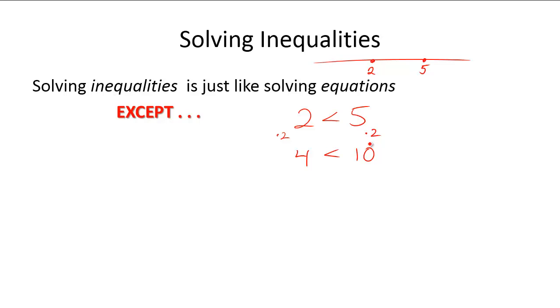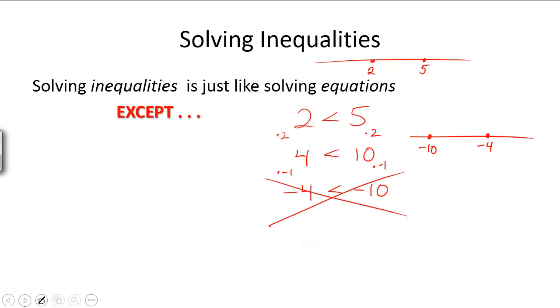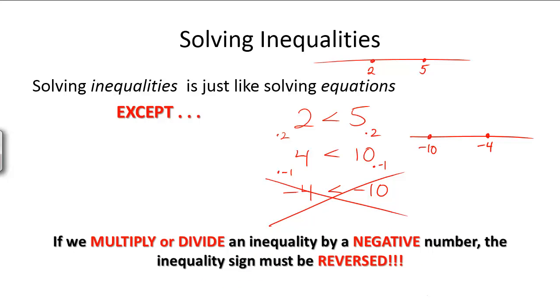But what if we multiplied it by -1? Or, in fact, divided it by -1? Well, the signs would change, wouldn't they? You'd have -4 is less than -10. Is this still true? Is -4 less than -10? No, it's not. So, therefore, if you multiply or divide an inequality by a negative number, the inequality sign must be reversed to make it true.